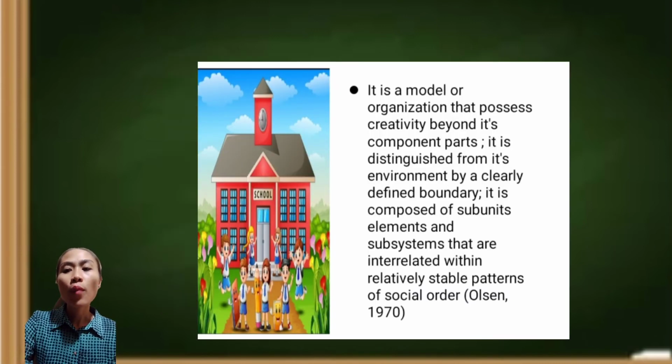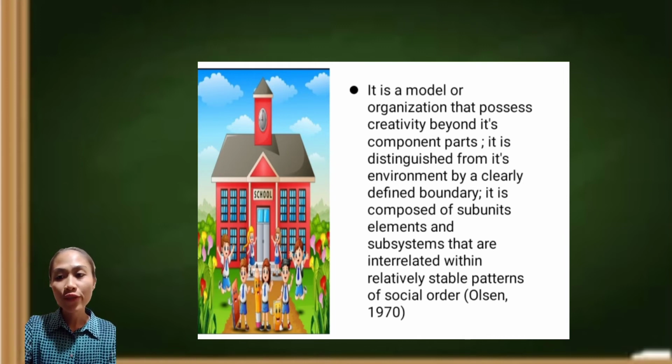Longest, 2000. It is a model or organization that possesses creativity beyond its component parts. It is distinguished from its environment by a clearly defined boundary. It is composed of subunits, elements, and subsystems that are interrelated within relatively stable patterns of social order.